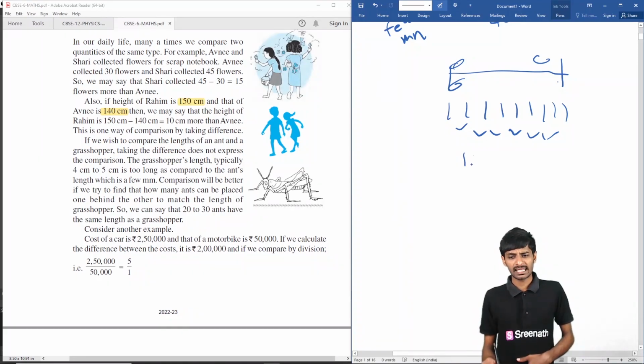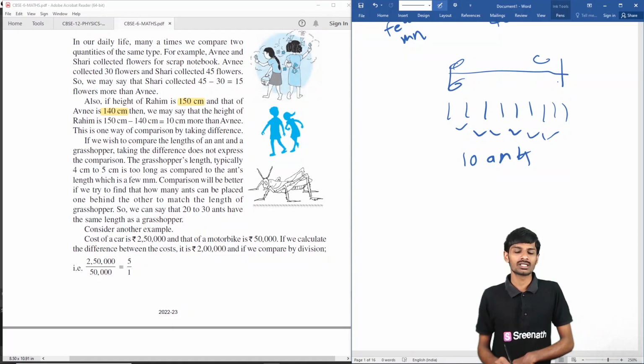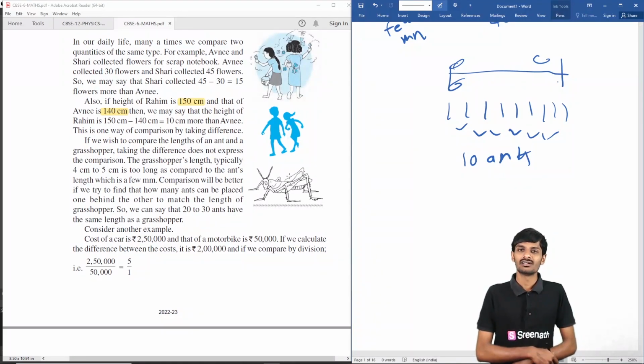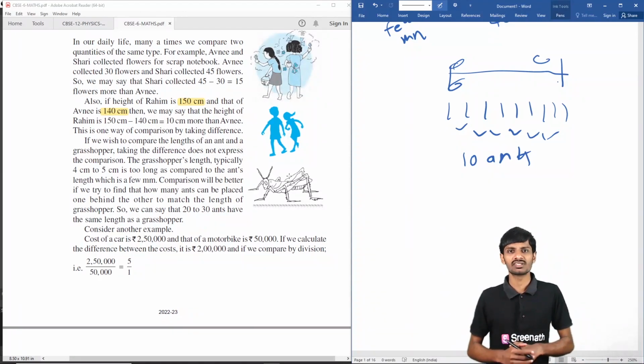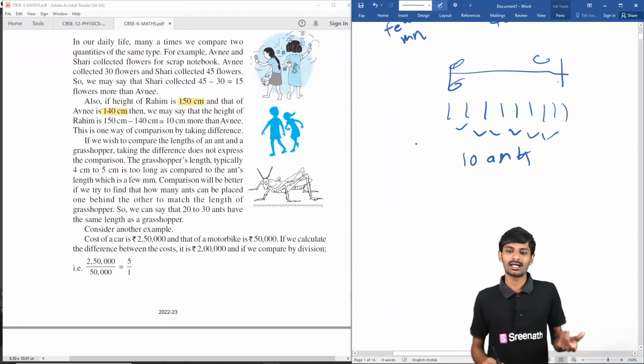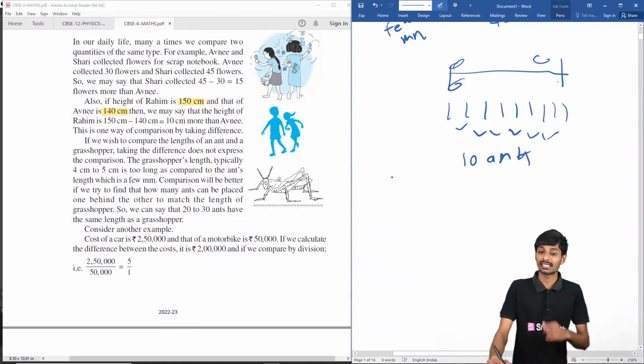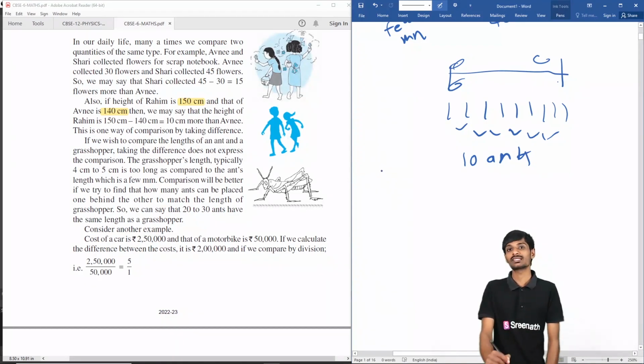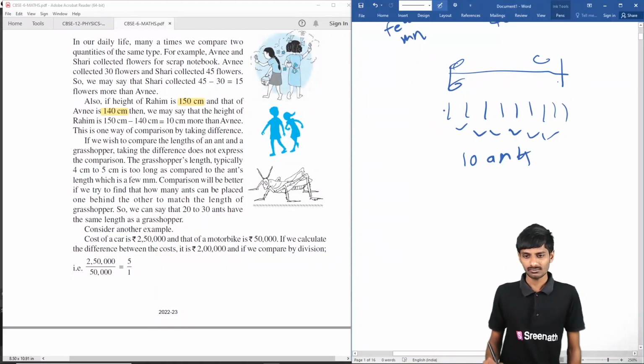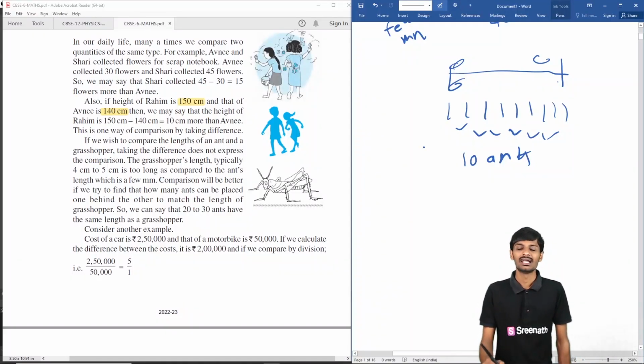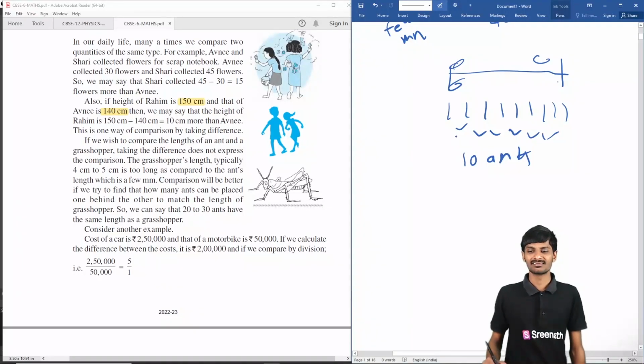Suppose 10 ants are required to substitute the length of a grasshopper. If you want to compare the length of the ant and the length of the grasshopper, you can simply say that 10 ants equals one grasshopper. The length of the grasshopper is 10 times the length of the ant.